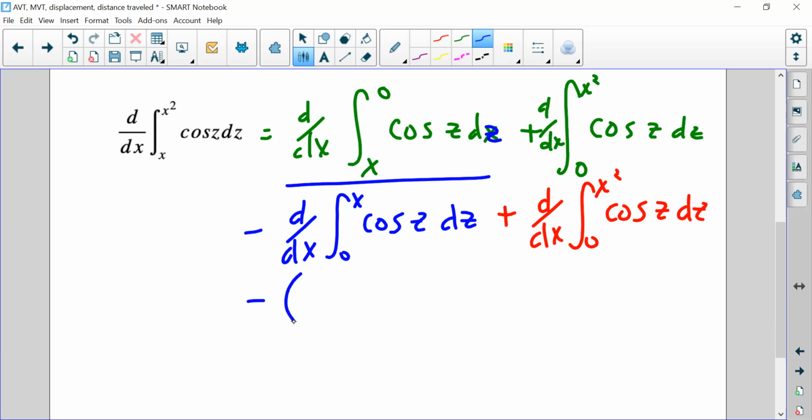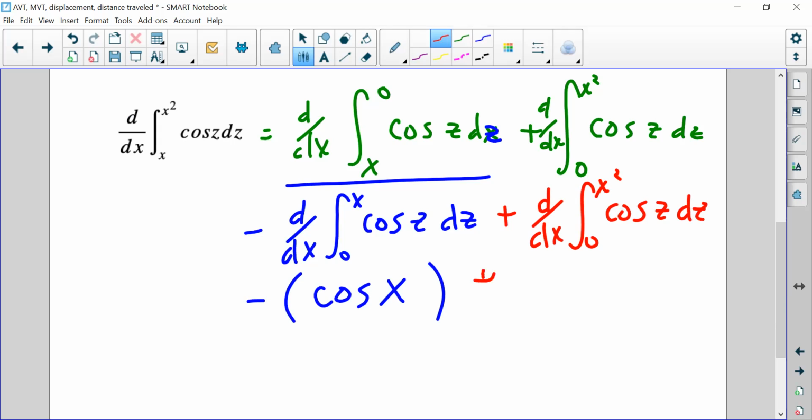All right, so negative. What is the derivative with respect to x of the integral from 0 to x of cosine z dz? Cosine of x. Just replace that z with x. And we still have the negating outside, so negative cosine of x.